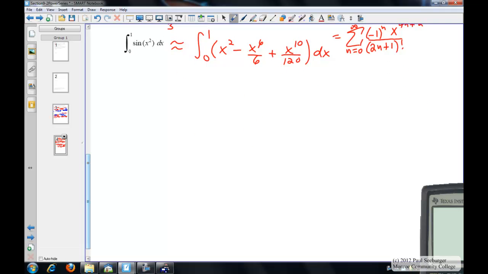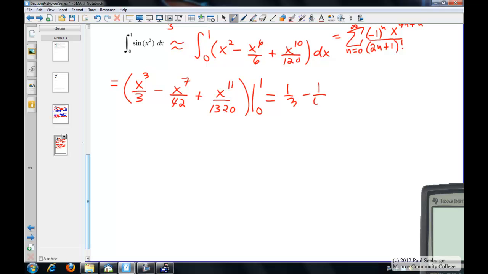All right, let's go ahead and see what we get here. Just doing our Calc 1 now. X squared, when we integrate that, we get x to the 3rd over 3 minus x to the 7th over 42, plus x to the 10 plus 1 is 11. And here you might pull your calculator out, right? 11 times 120 is 1320. We're going to evaluate that from 0 to 1. Putting the 1 in there, we get 1/3 minus 1 over 42 plus 1 over 1320. Minus, we put 0 in there, they all zero out.